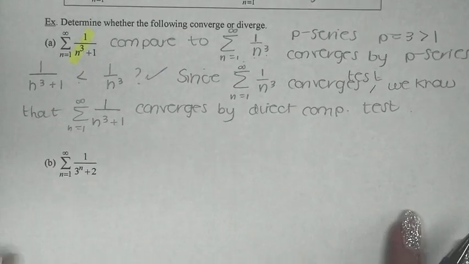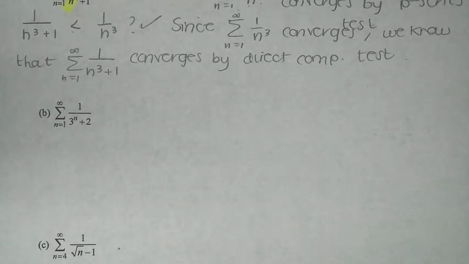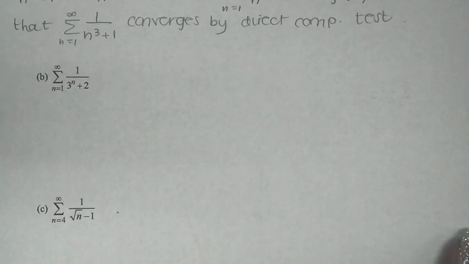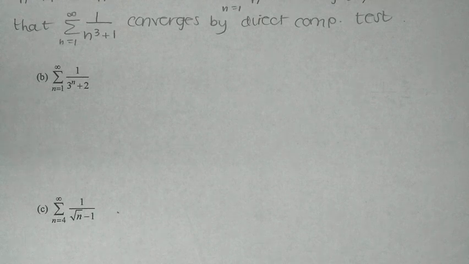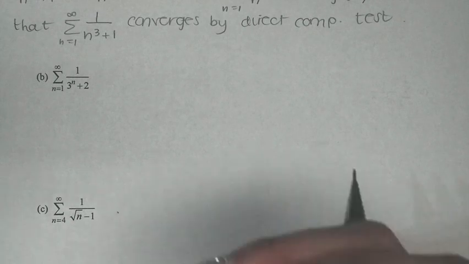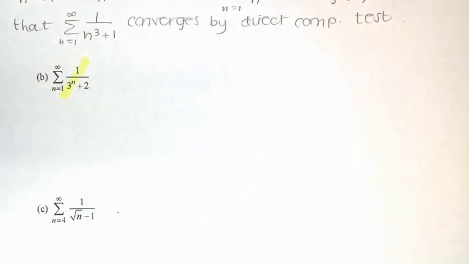Okay, so let's look at another example. Over here what you have is the summation from n equals 1 to infinity of 1 over 3 to the power of n plus 2. Okay, so what are you going to compare it to? Well, here again, it's not a p series, it's not a geometric series. The nth term test for divergence doesn't work. The integral test would not be fun. So the only shot that you have is direct comparison.